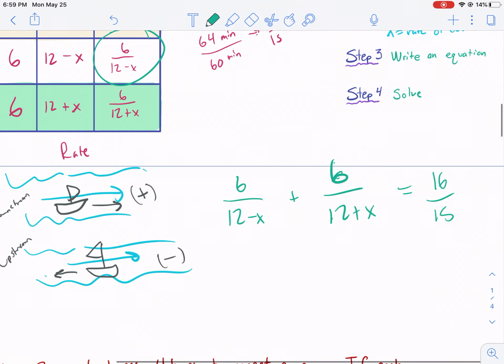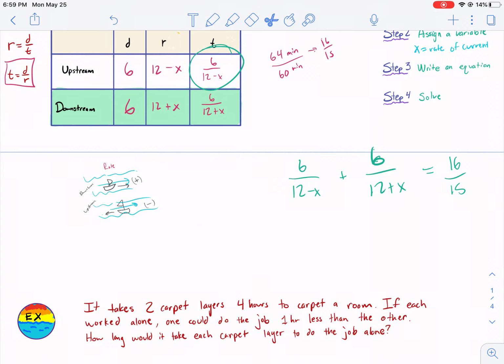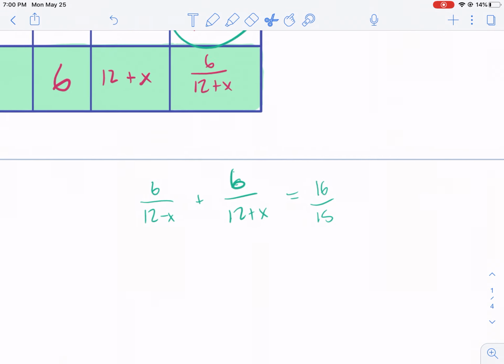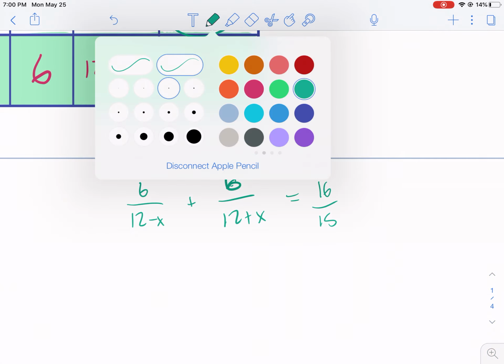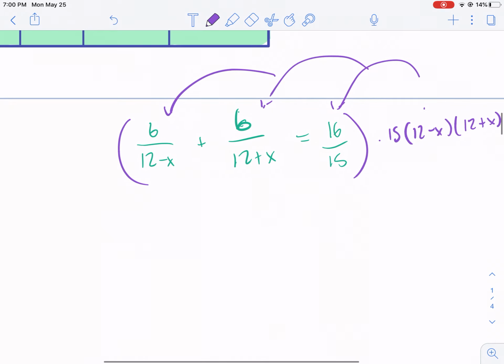Now what do I do here? Well, this is one of our examples. Pause it, zoom in, whatever you need if you want to see that again. We need to get rid of all these fractions. So let's zoom in and take on this problem. This is just like our example in the first one. So I'm going to multiply everything by 15 times 12 minus x times 12 plus x, and I'm going to distribute this to all three.